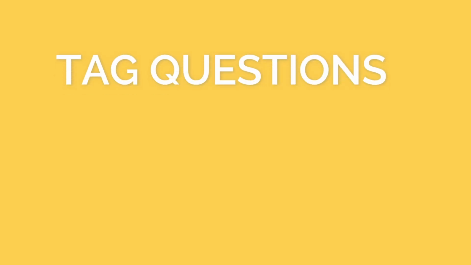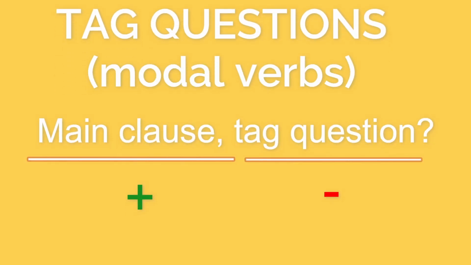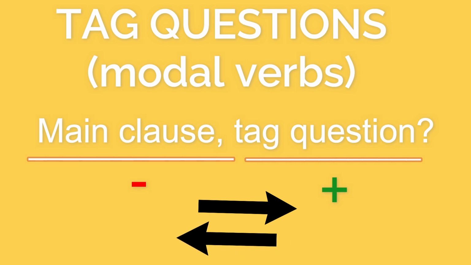Did you notice all the tag questions in the conversation? Great! So basically, what we need to remember is, if the main clause is positive, the tag question will be negative, or vice versa. And the modal verb we use in the main clause is the modal verb we're going to use in the tag question in the opposite form.